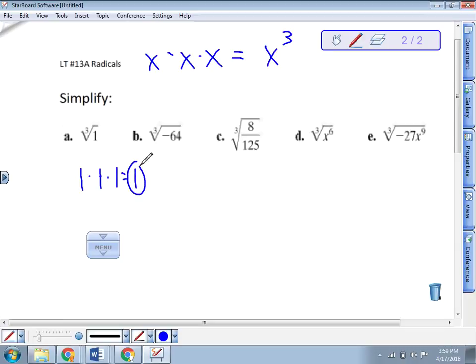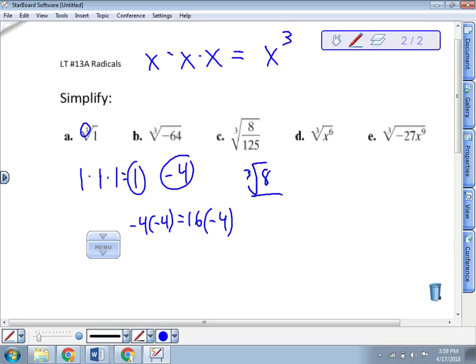Now, negative 64. What multiplied 3 times would equal negative 64? Well, that would actually be negative 4, because negative 4 times negative 4 is positive 16. Positive 16 times another negative 4 would give us negative 64. So negatives are okay under a cube root. And you'll notice it's a cube root because of that 3. For C, we're going to rewrite it, so it's the cube root of 8 over the cube root of 125. The cube root of 8 would equal 2, because 2 times 2 times 2. The cube root of 125 is 5, 5 times 5 times 5.